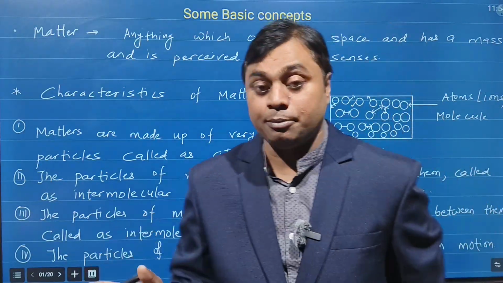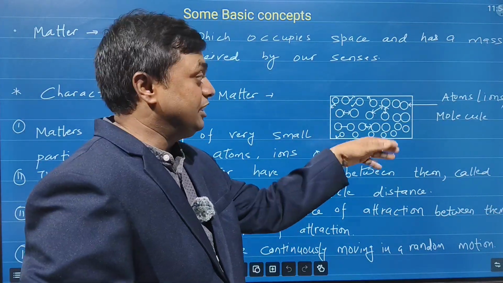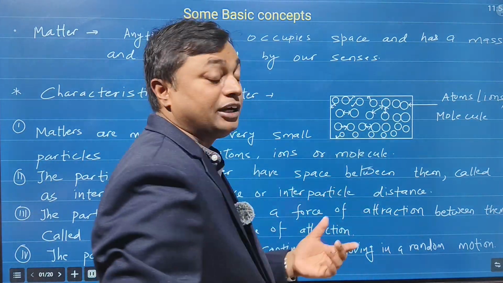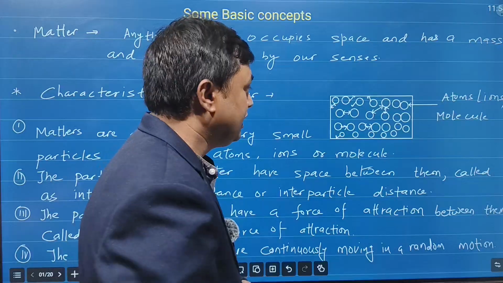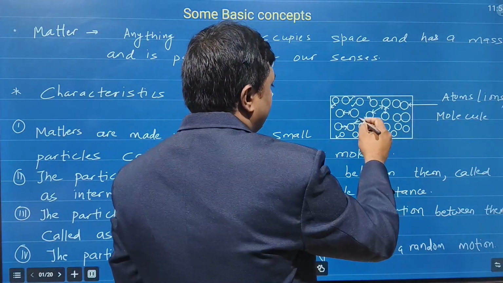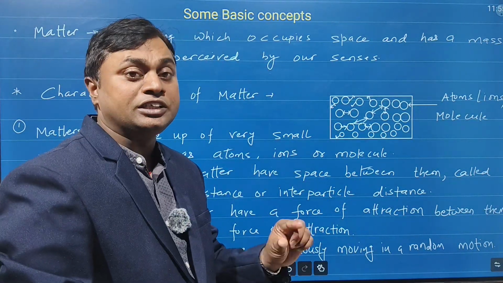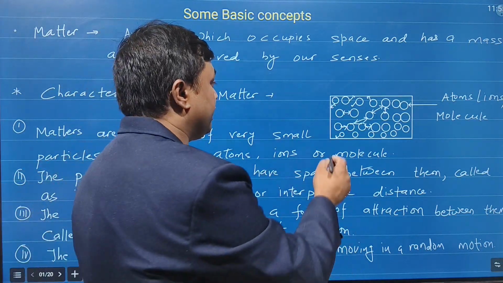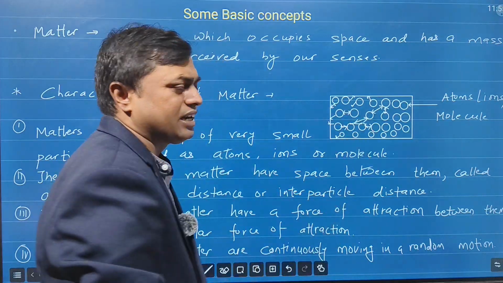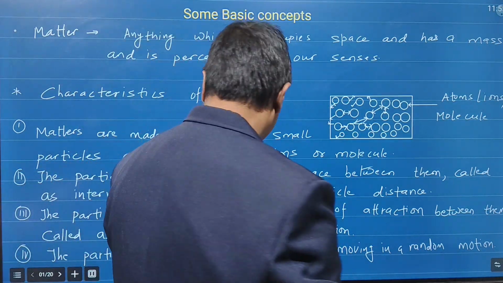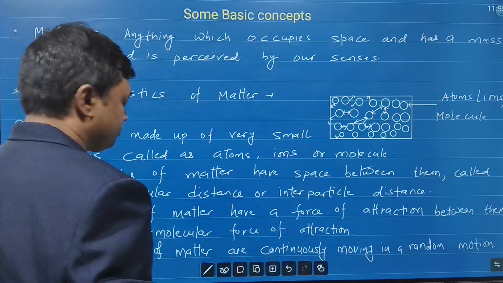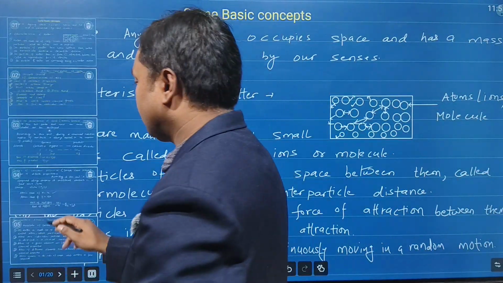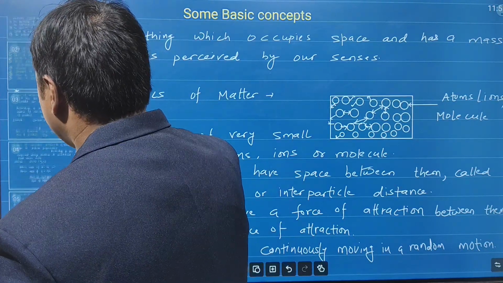Characteristics of matter: matters are made up of very small particles generally. These may be atoms, ions, or molecules. The particles of matter have a space between them, that is called intermolecular distance. The particles of matter are attracted with a force, that is called intermolecular force of attraction, and particles of matter are continuously moving in random motion. These are the few characteristics which you should know. Okay, so I have mentioned here, you can go through. Characteristics of matter, important.